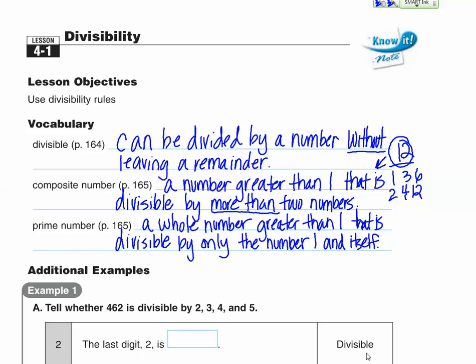An example of a prime number would be 13. Can you think of the numbers that go into 13 evenly? Well, 1 is always a possibility for every number, right? And of course 13, but can you think of any other numbers? 2, 3, 4, 5, 6? There aren't any other numbers. So we call this a prime number because it is only divisible by the number 1 and itself.